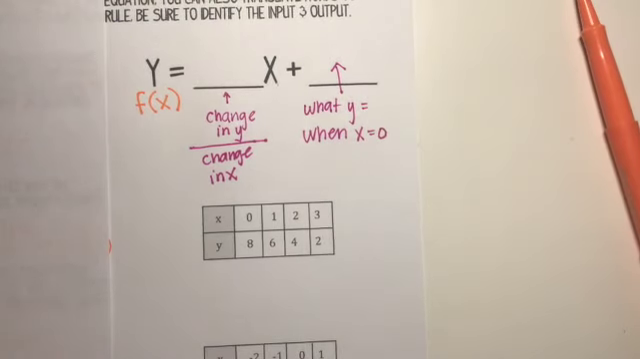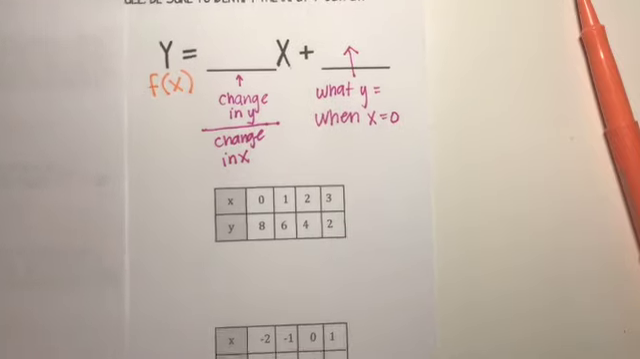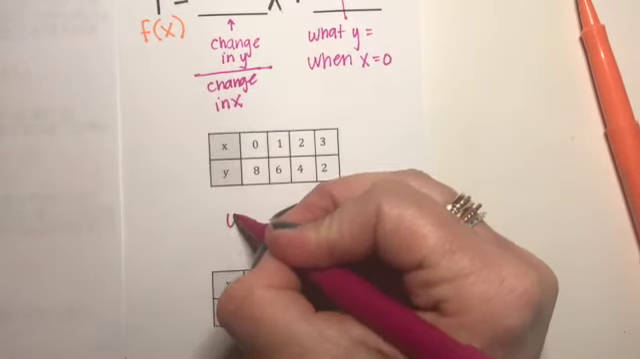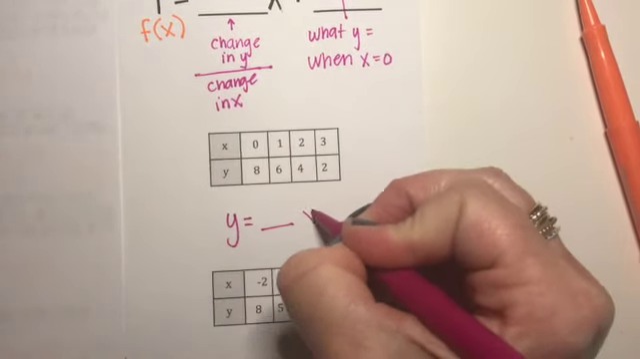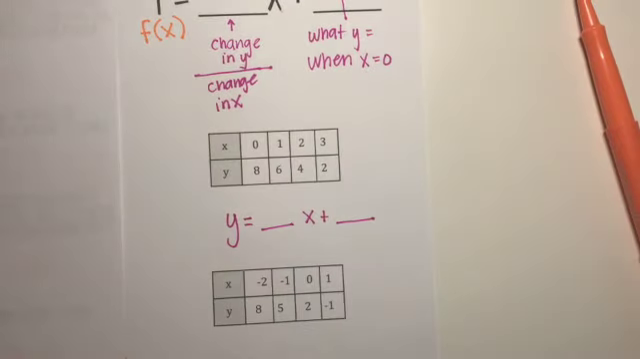Okay, so super, super important. In the first blank, and I don't know why I didn't actually write it in the first blank, is the change in y over the change in x, and then the second blank is what y equals when x equals 0. Okay, so let's look at it for this table. Okay, so y equals blank x plus blank every time.